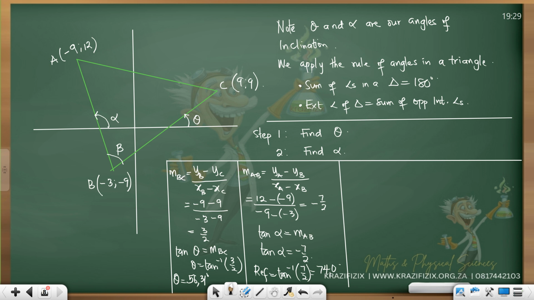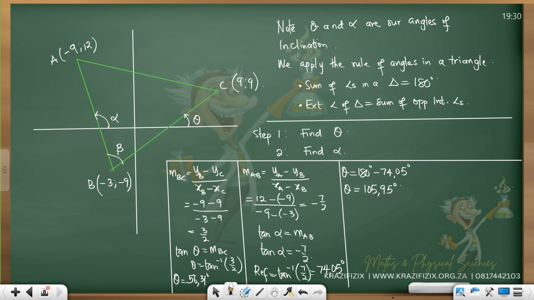But then we said it is in the second quadrant. So we say theta is 105.95. Mandla, we okay now? It must be an obtuse angle. There we go. All right.